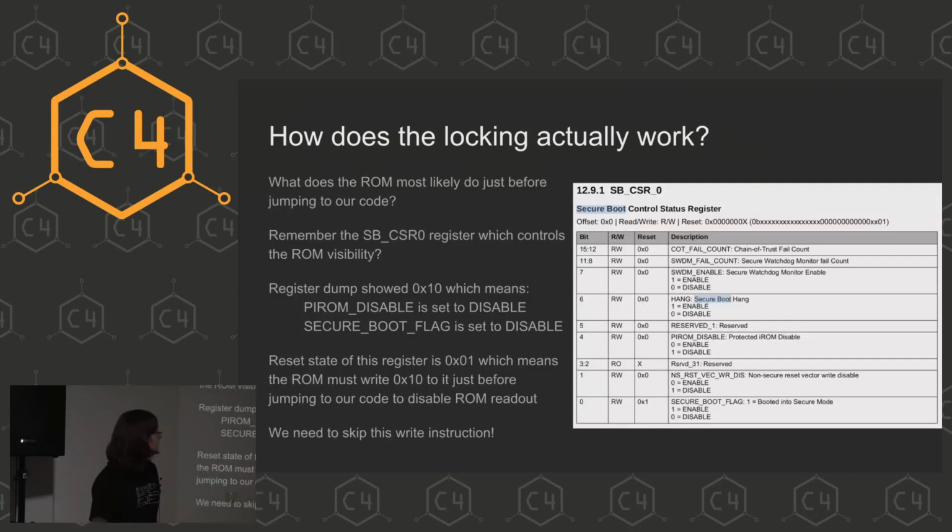Okay, so we confirm that our assumption most likely was right about how this ROM locking works. What it seems to do is that this SBCSR0 really controls the ROM visibility, because we can tell that the dump showed that the value of this register was 0x10, but the reset value is 0x1. So something wrote that, and 0x10 means the secure boot flag is disabled, so we can't write this register anymore. And PIROM disable is set to disable.